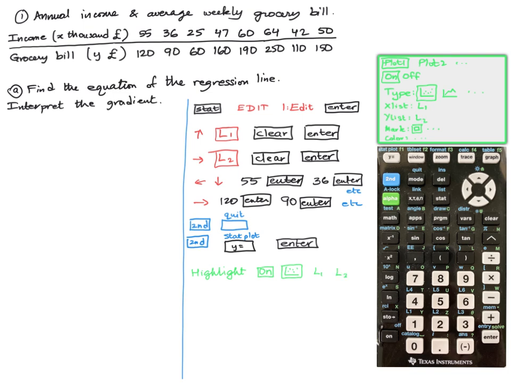Y list should be L2. Mark, I like the square, but there's a few other possibilities. And if you have the TI-84 Plus color edition, then color is an option over here as well. So once all of the correct things are highlighted, we hit the zoom button. And it brings us to our familiar zoom options. And we want zoom stat because this is statistics. So you can hit the 9 button and it'll bring up zoom stat.